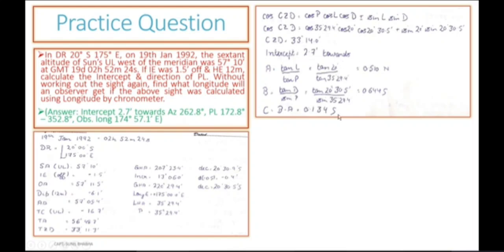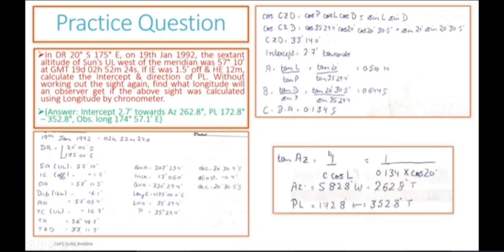We calculate the ABC also and get the azimuth also. Azimuth comes out to be south 82.8 west, that is 262.8 true. So we get the direction of the PL, which is perpendicular to the azimuth. So up to here is okay. Up to here, any doubts, beta, to anyone? Negative. Very good. Now let's move on. Let's see the next one.